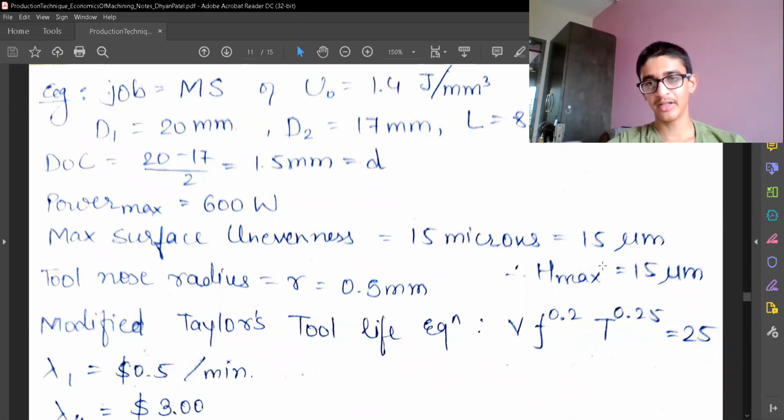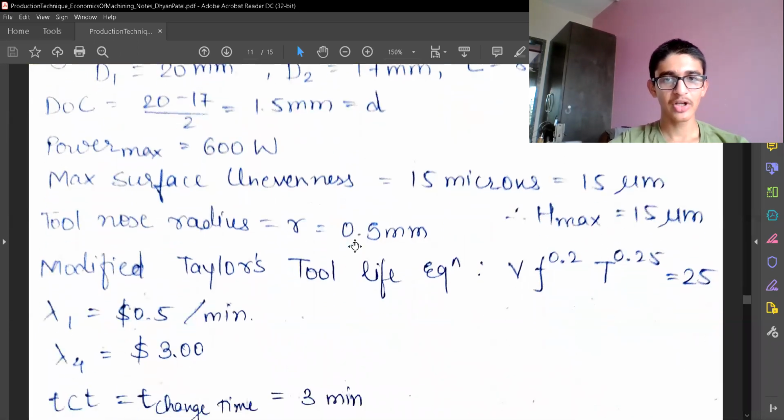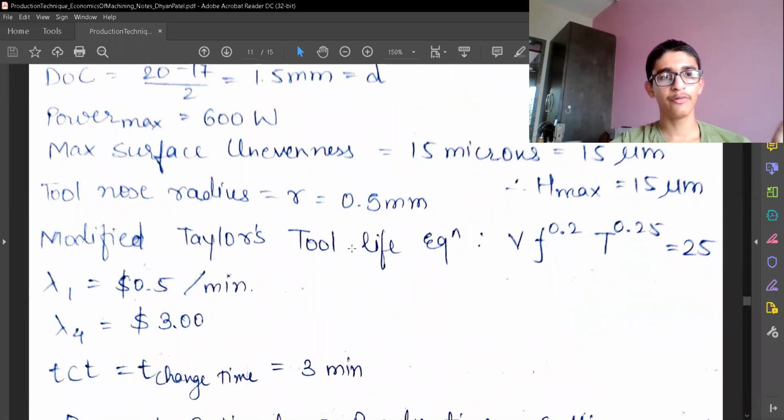See, this is in terms of microns. This is generally the value of Ra. There can be multiple ways of representing the surface unevenness or surface roughness. One of the parameters was Ra, and generally that Ra is used. Tool nose radius is R, which is 0.5 mm.